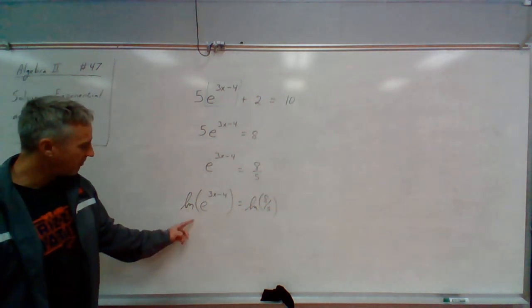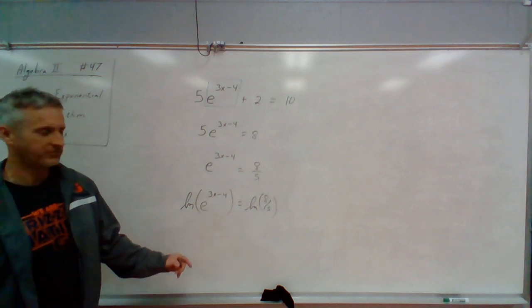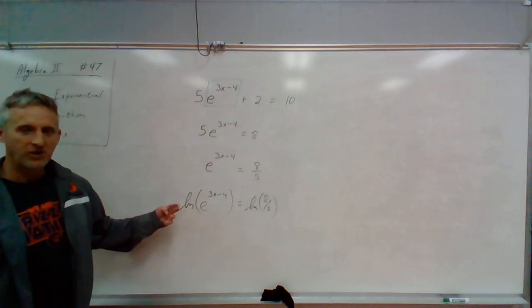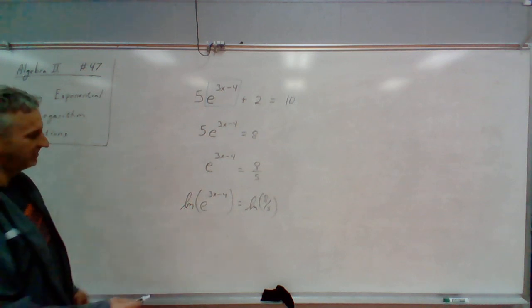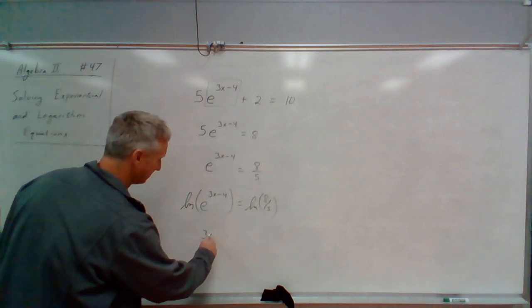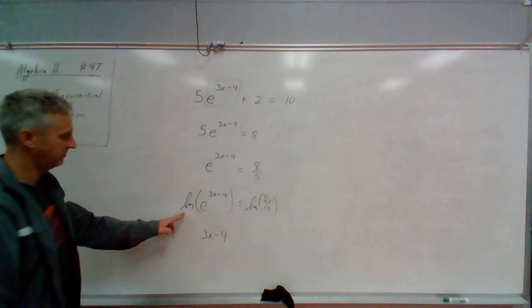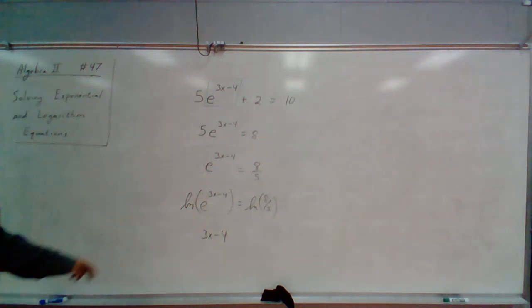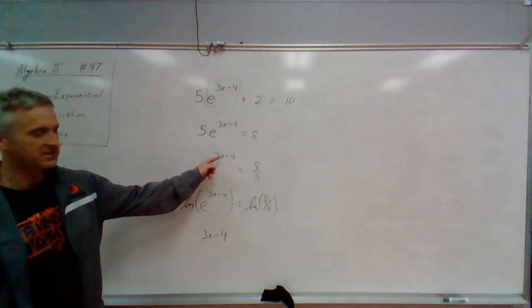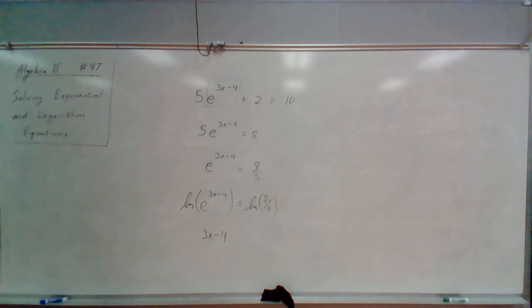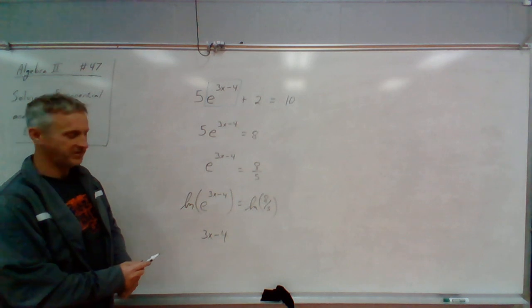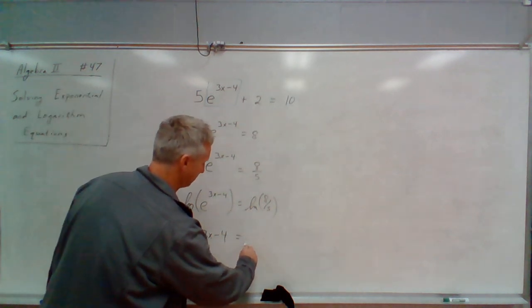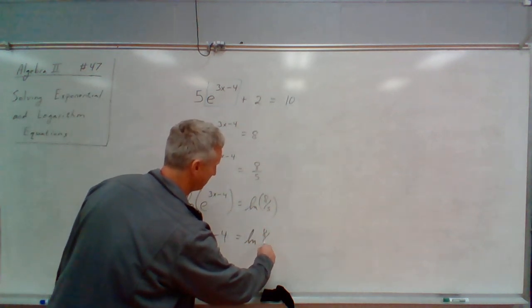All right, so I have log base e of e raised to the 3x minus 4. So e raised to what number gives me e to the 3x minus 4? Obviously, that's just 3x minus 4. So I took the appropriate log of both sides in order to get this variable out of the exponent. I have no idea what the natural log of 8/5 is, so we're just going to leave it as the natural log of 8/5.